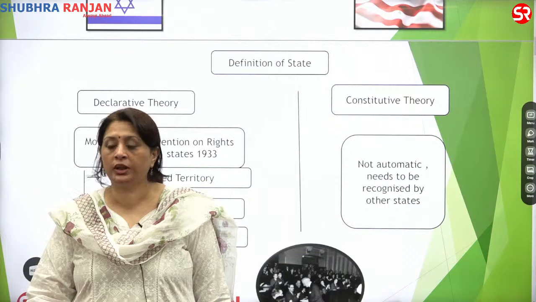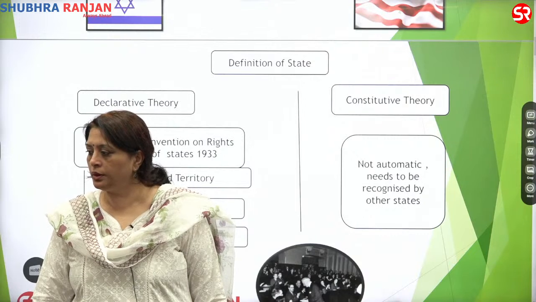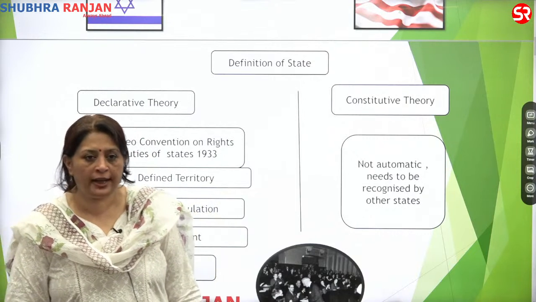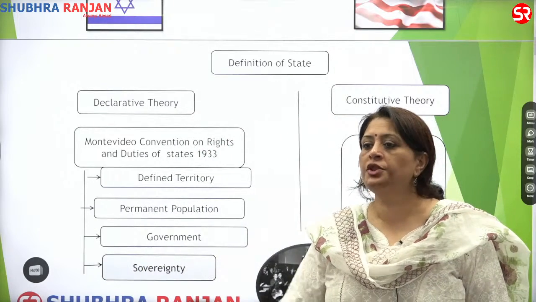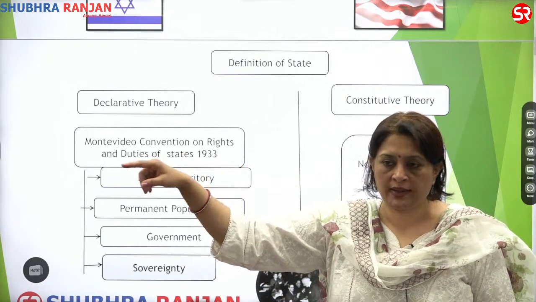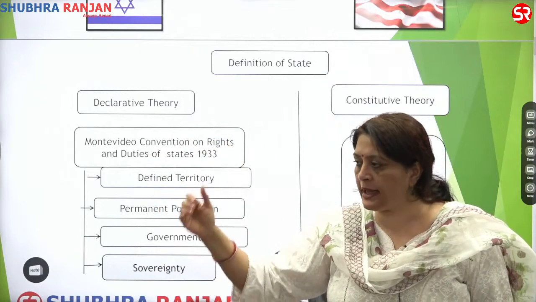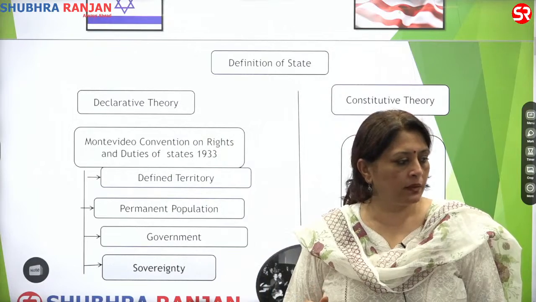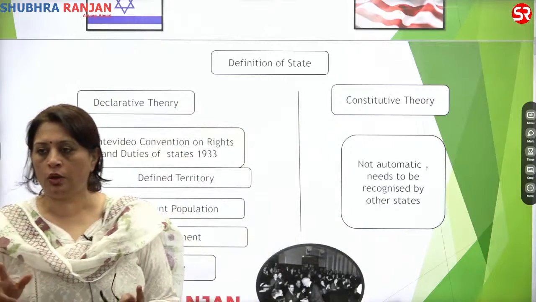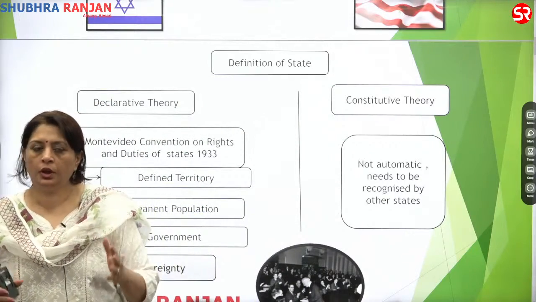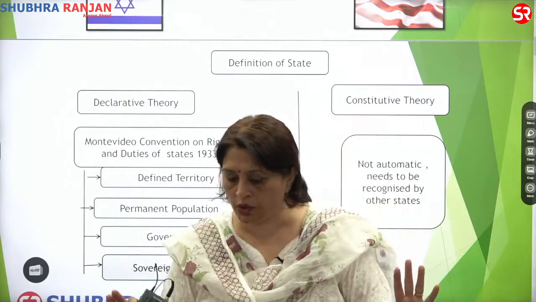which begins with the Treaty of Westphalia in 1648. Now, in international law, just from the prelims point of view, for defining the modern state, there are two theories. Listen first.